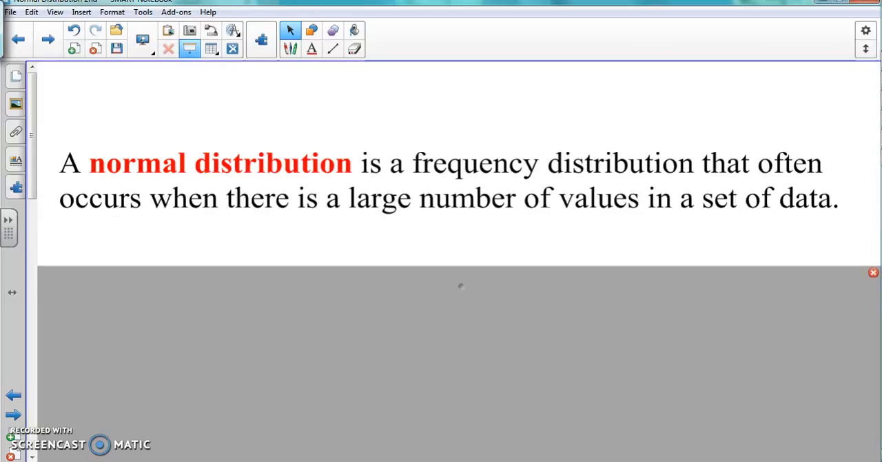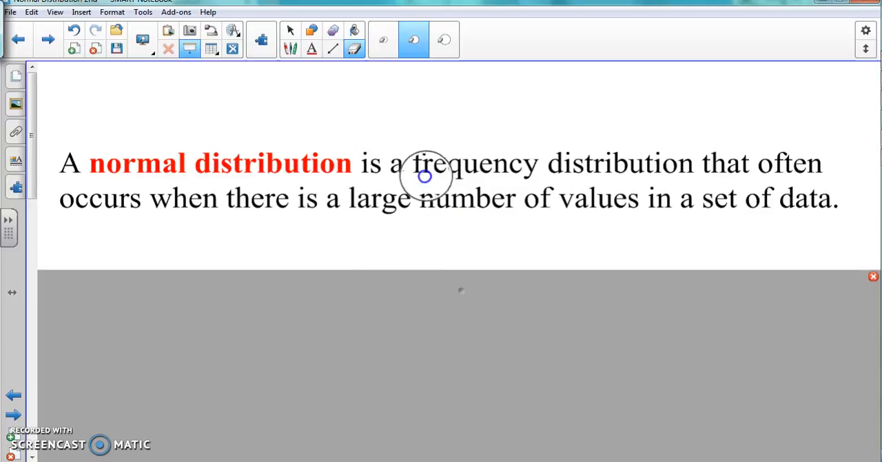First thing is normal distribution, and that is a vocabulary word. A normal distribution is a frequency distribution that often occurs when there is a large number of values in a set of data. So a large number of data. Again, our keywords are large number, values, frequency distribution. Frequency distribution right there, that's important. That's in the definition, so that's one of those keywords. And then large numbers.